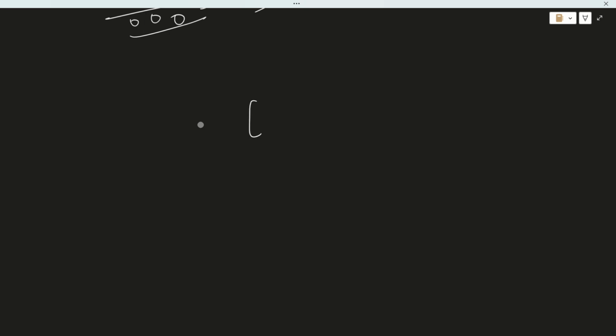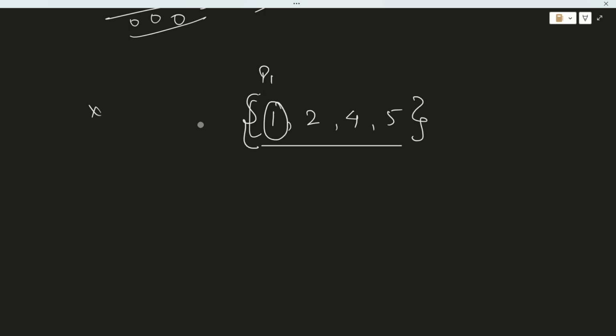See, if there are values 1, 2, 4 and 5, the first turn will be of player 1. Player 1 has chosen this, and this XOR is not equal to 0. Player 1 has taken his turn. Now the second turn is of player 2, and this one is not equal to 0. The third turn is of player 1, and this one is not equal to 0. Now the next turn is of player 2. When player 2 takes its move, the whole array becomes empty.